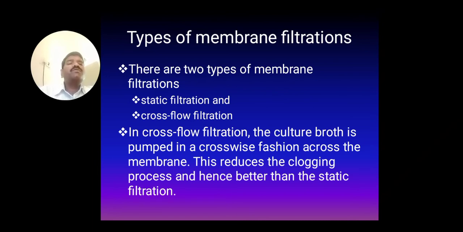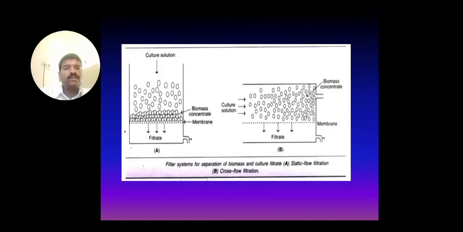There are two types of membrane filtration: static filtration and cross flow filtration. Static filtration is nothing but the vertical filtration that we regularly use in our daily laboratory use. In cross flow filtration, the culture broth is pumped in a crosswise fashion across the membrane. This reduces the clogging process and hence is better than static filtration. This slide shows the static flow filter in the first figure and the cross flow filtration in the second.